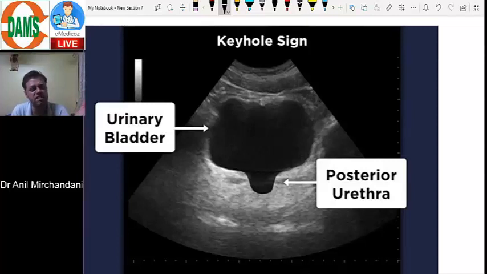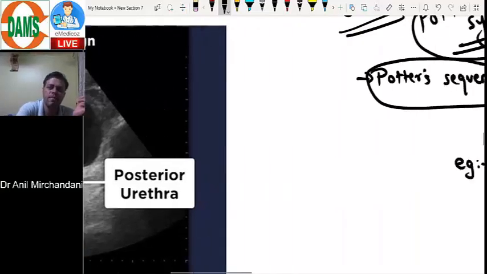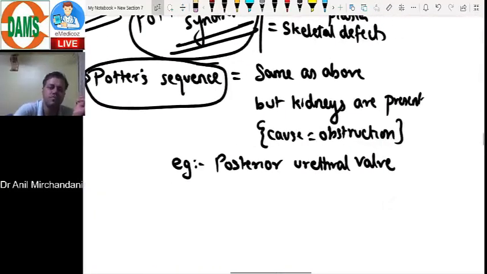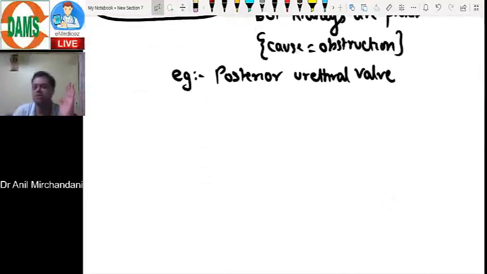Kidneys would be overly distended. Hydronephrosis would be there because obstruction has happened. So lower urinary tract obstruction will cause this Potter's sequence. Okay. So we have understood only two causes till now. One is idiopathic as the most common cause. Uteroplacental insufficiency is idiopathic in most of the cases. And one would be congenital anomalies, which would be the most common cause of early onset oligohydramnios.